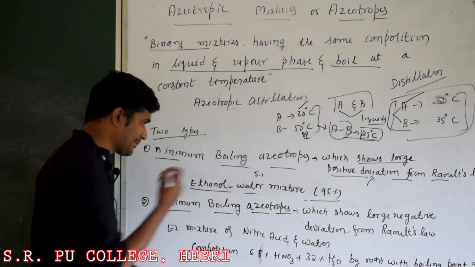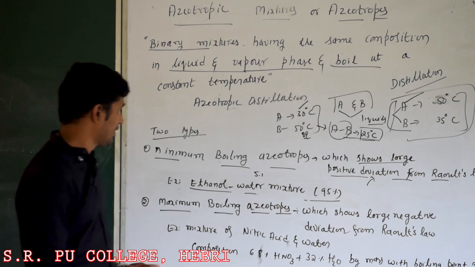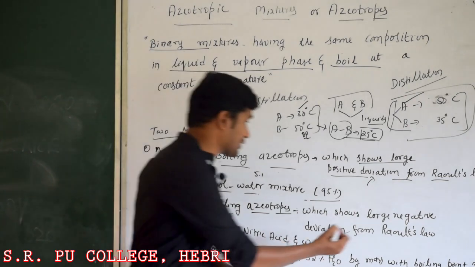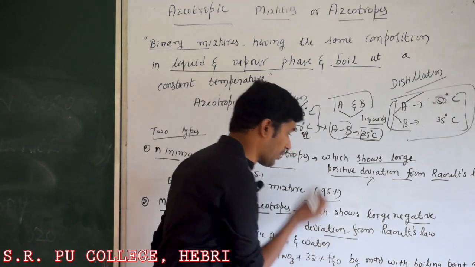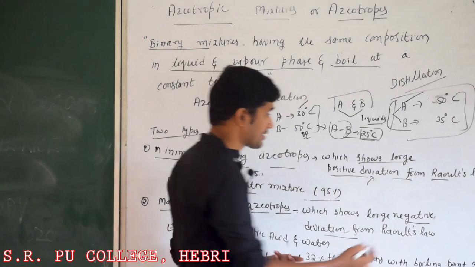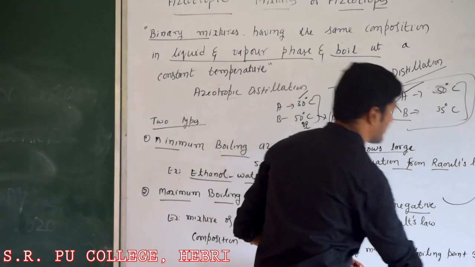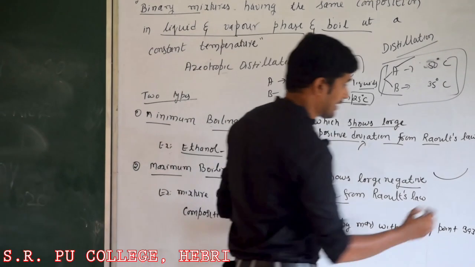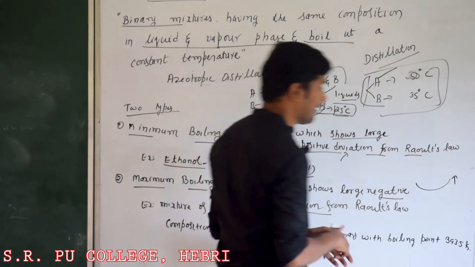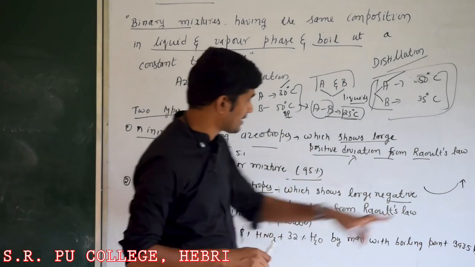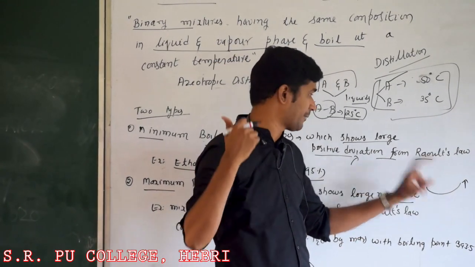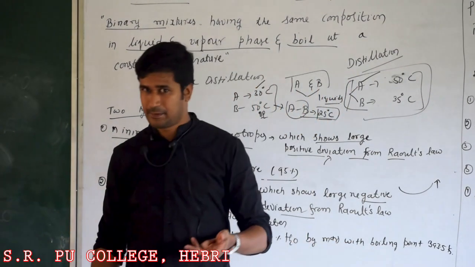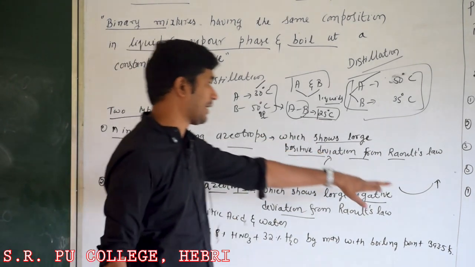Next, maximum boiling azeotropes. Here, the boiling point is higher than the two liquids. In this, they show large negative deviation from Raoult's law. Negative deviation means their vapor pressure decreases. So what happens when vapor pressure decreases? To boil that liquid, we need more energy to raise its vapor pressure to atmospheric pressure. Boiling point means what? It is the temperature at which the vapor pressure of a liquid becomes equal to atmospheric pressure.